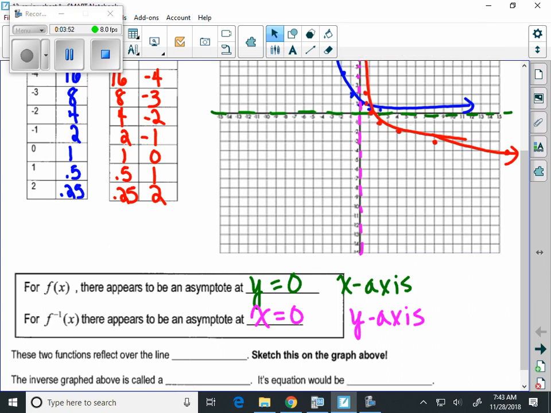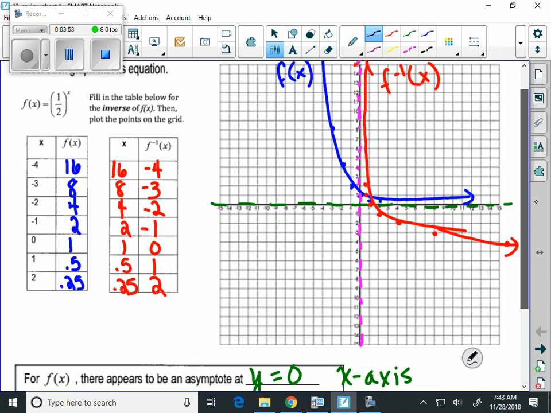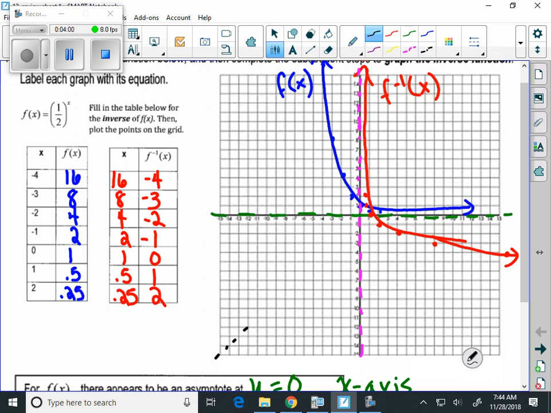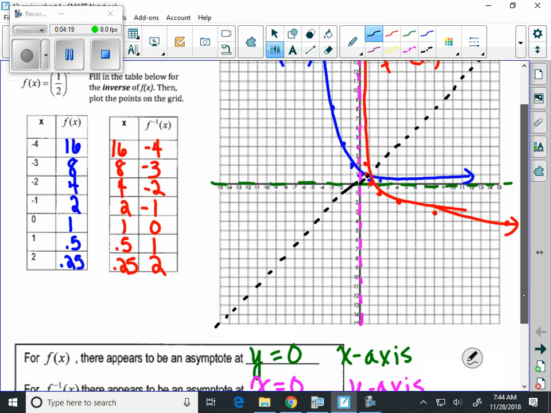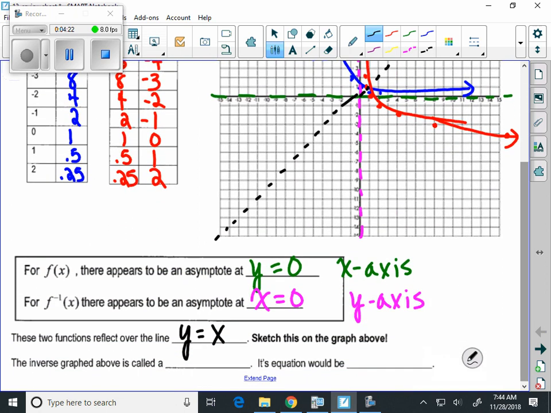These two functions reflect over the line y equals x, which, when we graph that, starts at the lower left-hand corner, goes through 0, 0, all the way to the upper right-hand corner. And what happens is, if we fold our graph along that black dotted line, the red graph will land directly on top of the blue graph. That's how we can check to make sure that we are correct.